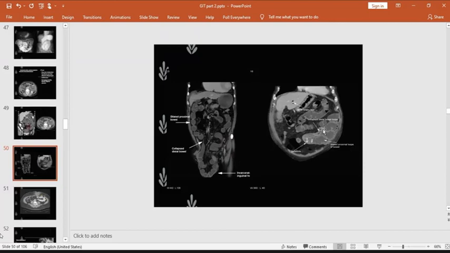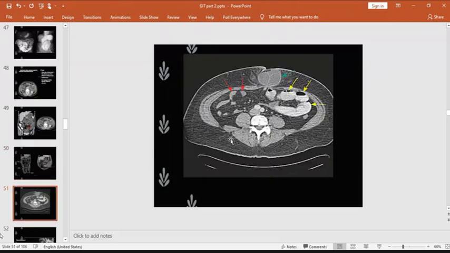This segment of the small bowel is dilated bowel, a proximal dilated loop, and this is the collapsed segment of the bowel. This is the site of the obstruction. If you look at the abdomen and the lower pelvis, there is a hernia. This may produce the sign.